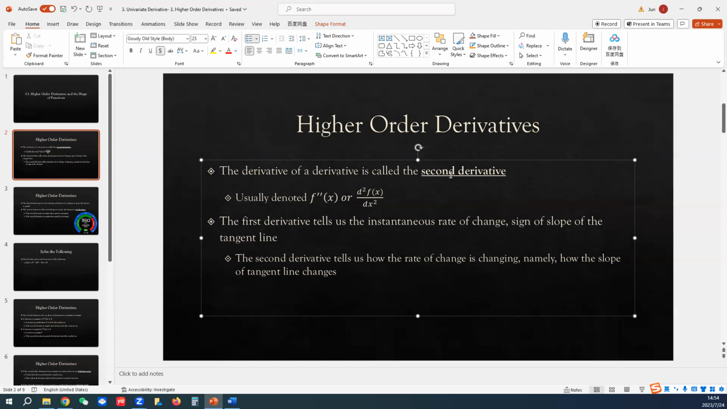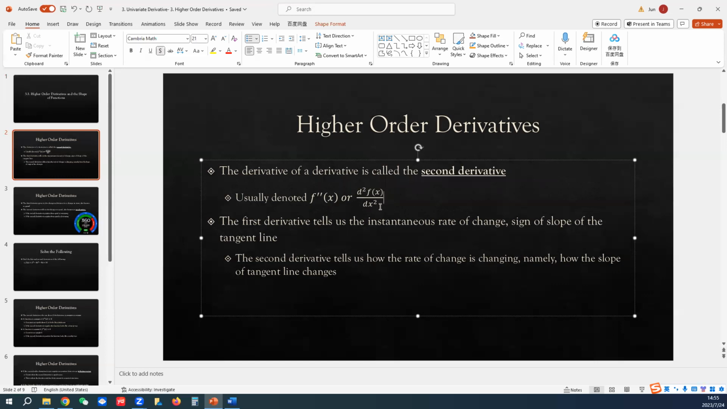Okay, so usually it's noted as f double prime of x. One prime means derive it once, and here double prime means you're deriving it twice. Or it is a more complicated way of putting it, but seeing this d over d, and here there are several squares, you know it's a second order derivative.